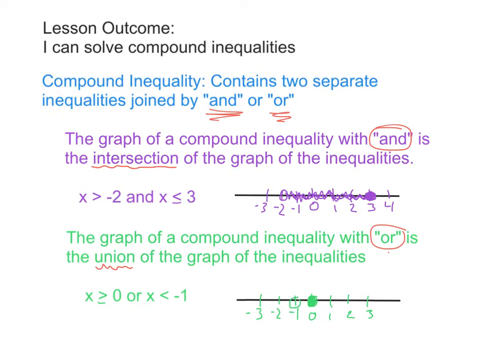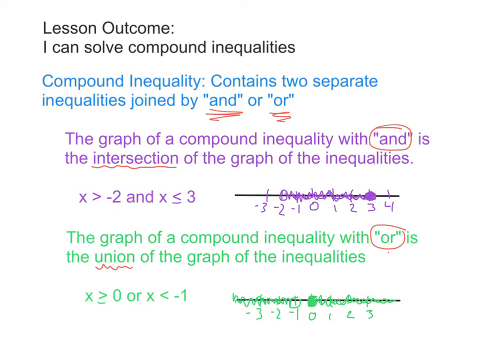Now we have to decide where to do our shading. Or x is greater than or equal to 0. Where's greater than or equal to 0? Here's equal to 0, and greater than 0 is this direction. But then where is x less than -1? Here's -1, and less than is this direction. Because we're saying it's got to be one or the other, we're going to shade this direction, because x has to be either greater than or equal to 0, or it has to be less than -1. So we also shade that way.